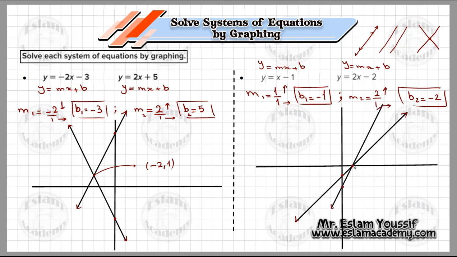You will find that the two lines intersect at one point. This point is (1, 0). So the solution of the system is (1, 0).